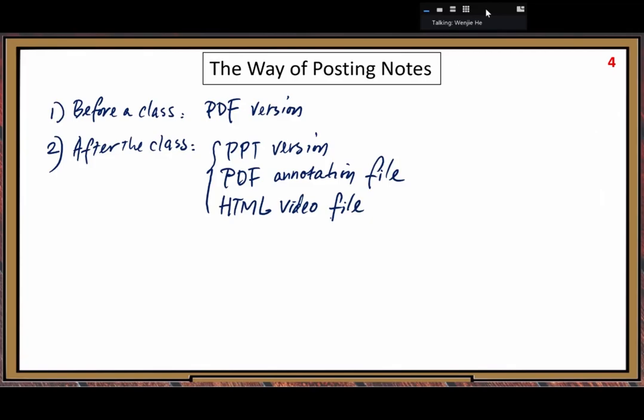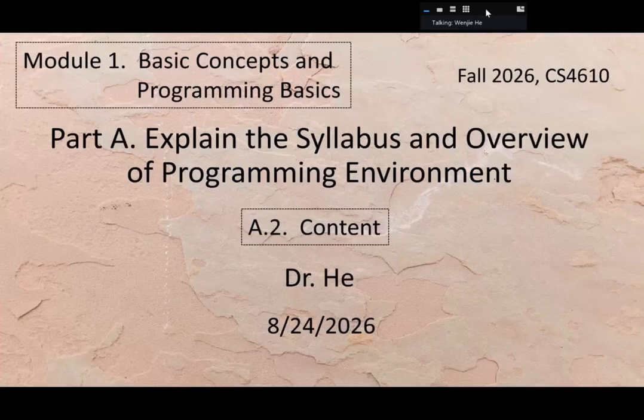So that's the notes after class. I put these files in a zip file. You download my zip file and unzip it, and you get a folder with 3 files inside. So you watch the video and the annotation in that way. All right, so those are the main items I need to explain in the syllabus.